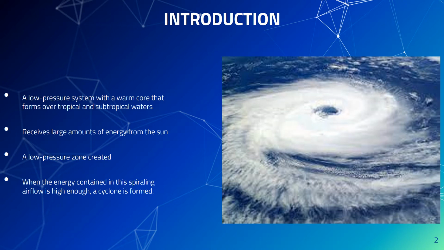Starting with the introduction, a tropical cyclone is a low pressure system with a warm core that forms over tropical and subtropical waters. The tropical and subtropical oceans receive large amounts of energy from the sun. This energy is released into the atmosphere in the form of water vapor. The release of heat causes an upward motion of water, creating a low pressure zone that is set into spin by the rotation of the earth. When the energy contained in this spiraling airflow is high enough, a cyclone is formed.